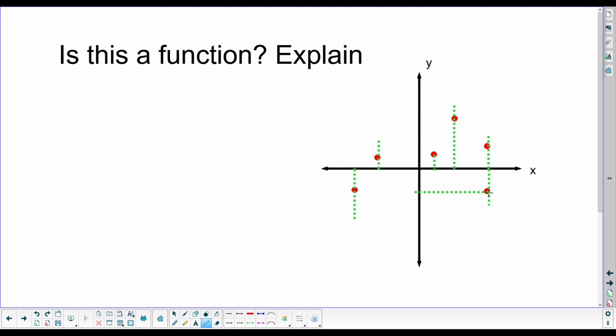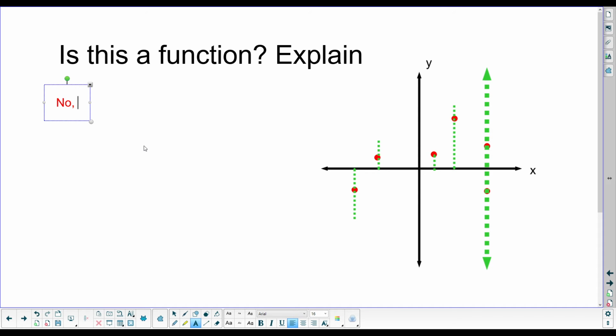So what we call this is the vertical line test. If we have a graph, we can take an imaginary vertical line and move it back and forth along the x-axis, along our domain. Here it only hits 1 point. Here it only hits 1 point. Here it only hits 1 point. Here it hits 2 points. So this x value goes to 2 different y values. This is called the vertical line test. And so is this a function? I would say no.